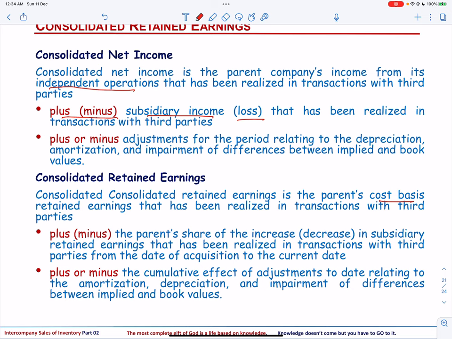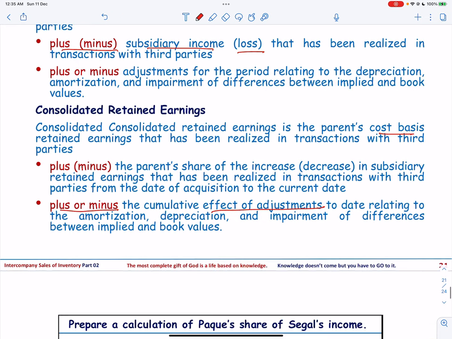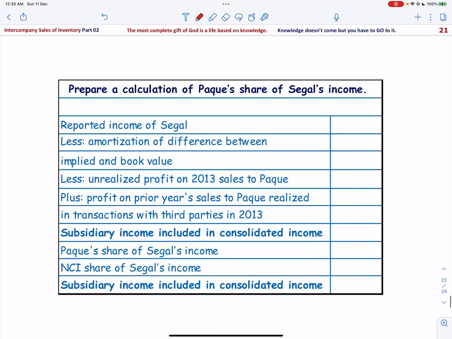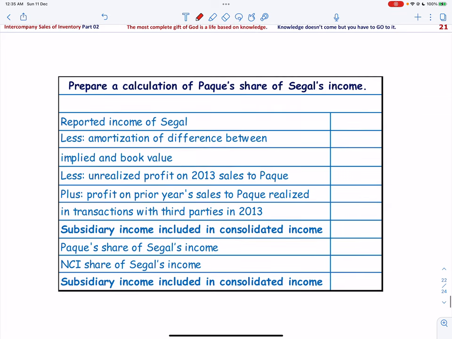And then the consolidated retained earnings is the parent's cost basis retained earnings that has been realized in transactions with third parties, plus or minus the parent's share of the increase or decrease in subsidiary retained earnings that has been realized in transactions with third parties from the date of acquisition to the current date, plus or minus the cumulative effect of adjustments to date relating to the amortization, depreciation, and impairment of differences between implied value and book value. We go to the next calculation, that is prepare the P share of Segal's income.